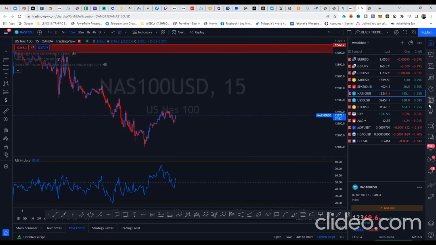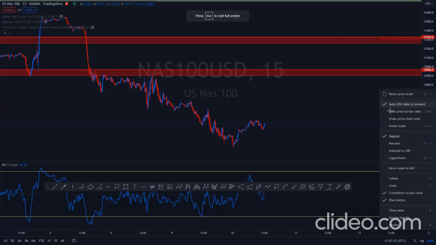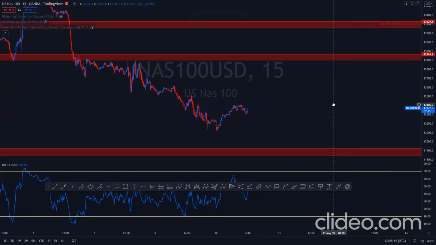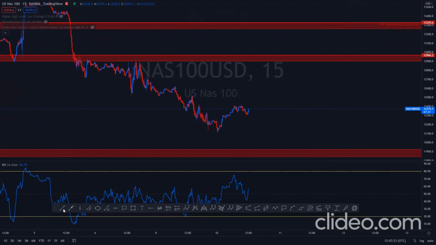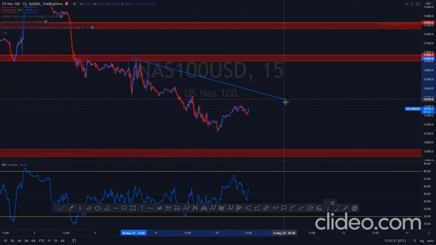So now we're going to go on to step 2. We're going to identify the trend. Let me do this here. There we go. So in this current market here, it looks like price is overall bearish.